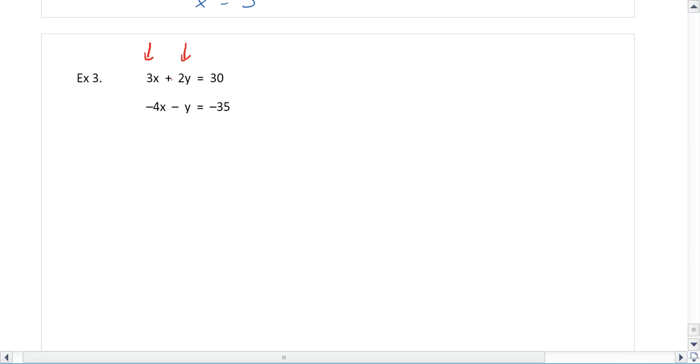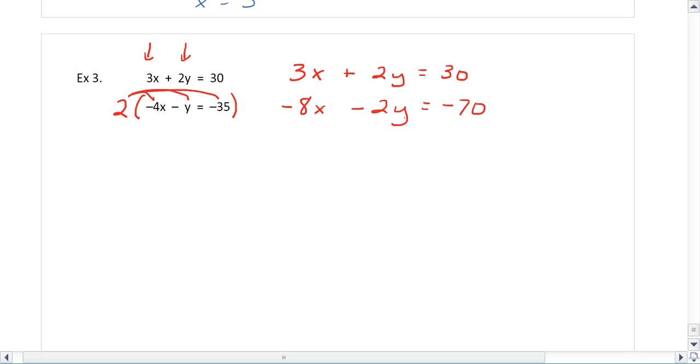Again, what's nice is we have a plus and a minus, so we don't have to worry about that. And here we have a 2y, and it wouldn't be very difficult to get a 2 here. I would only need to make one adjustment by multiplying this bottom equation by 2. So once again, the top equation just stays the same. And then we go ahead and multiply every single piece of this bottom equation by 2. So then I'd have a -8x minus 2y equals -70.